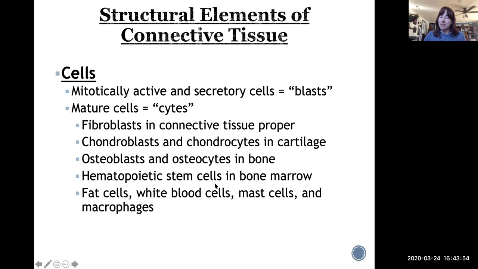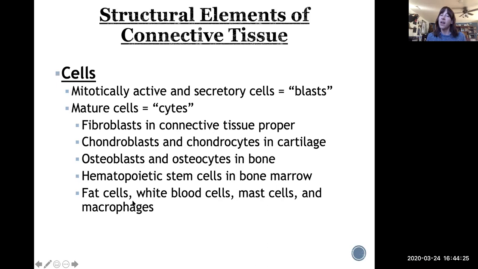Hematopoietic stem cells. Isn't that beautiful? Hematopoietic stem cells. These are cells in your bone marrow that produce blood cells. Super duper important. They also include fat cells, white blood cells, mast cells, and macrophages, which are all part of your immune system. Also super important.